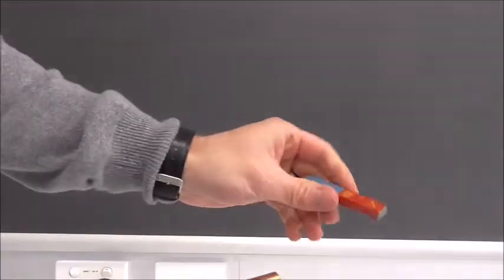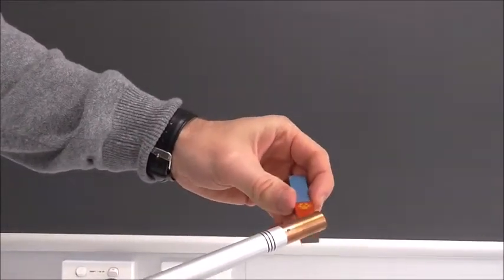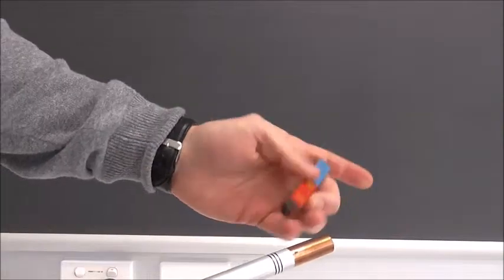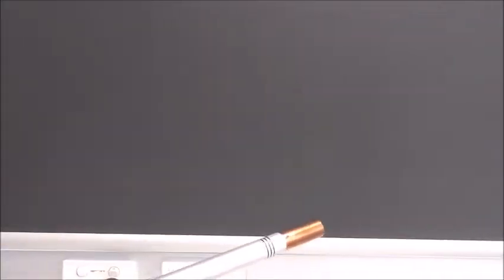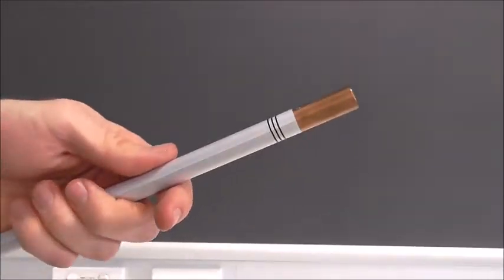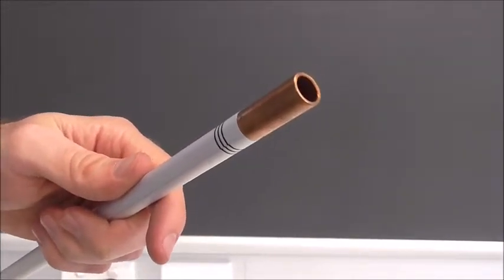Just to prove this, I'm going to take this bar magnet here, and I see that there's absolutely no attraction towards the copper whatsoever by either the north or the south pole. So that's not it at all. It's not about a magnetic attraction. The magnet is not attracted to the copper tube.